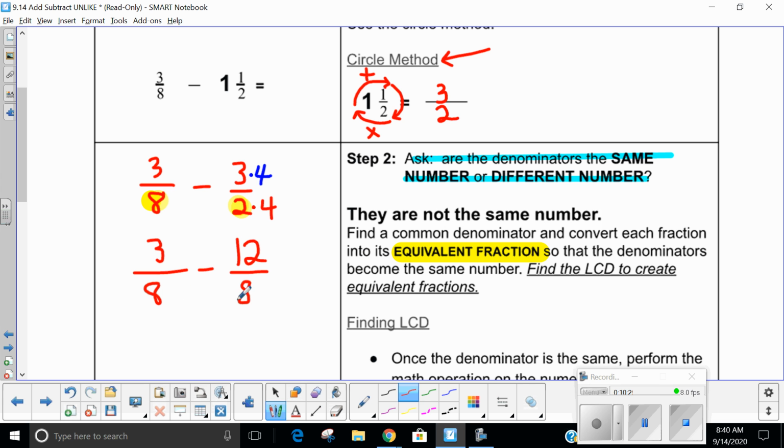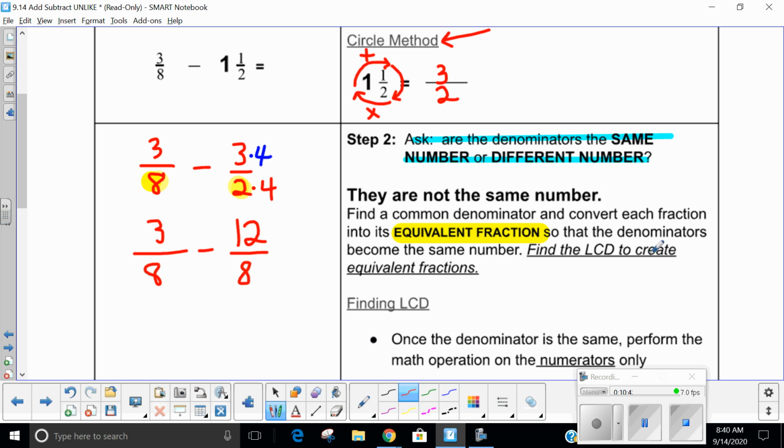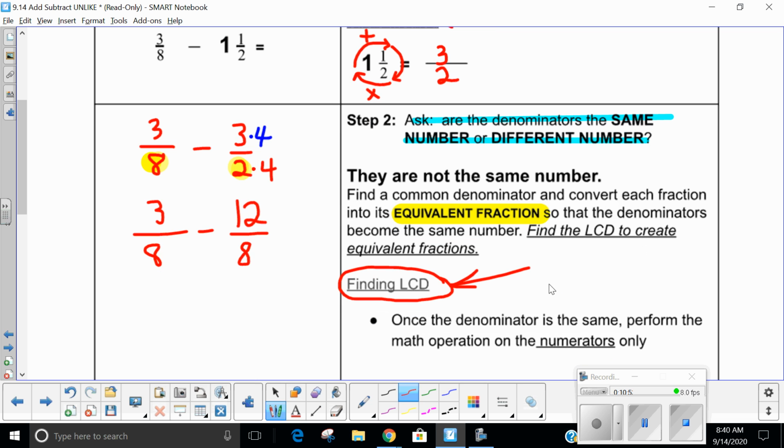So now the denominators are the same. And what I do to the bottom, I got to do to the top. Okay? So we just found what's called the lowest common denominator. Again, I have a link on the Google website if you want to learn how to do this. There's a link on the Google Classroom for you to go and check out.